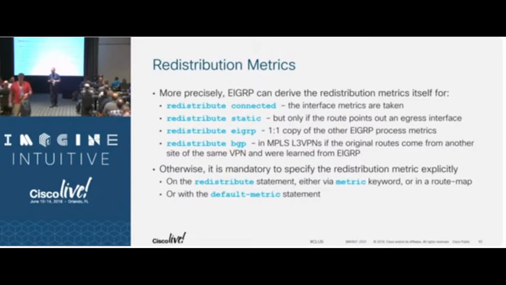If you redistribute between EIGRP processes, the metric will be just retaken 1-to-1 because this is the only compatible operation we can do. And in cases of MPLS L3 VPNs, if the original protocol at the other side of the VPN has been EIGRP, then we have tricks to save the original metrics in BGP attributes, carry them over, and reconstitute them back into EIGRP when we redistribute them back from BGP into EIGRP.